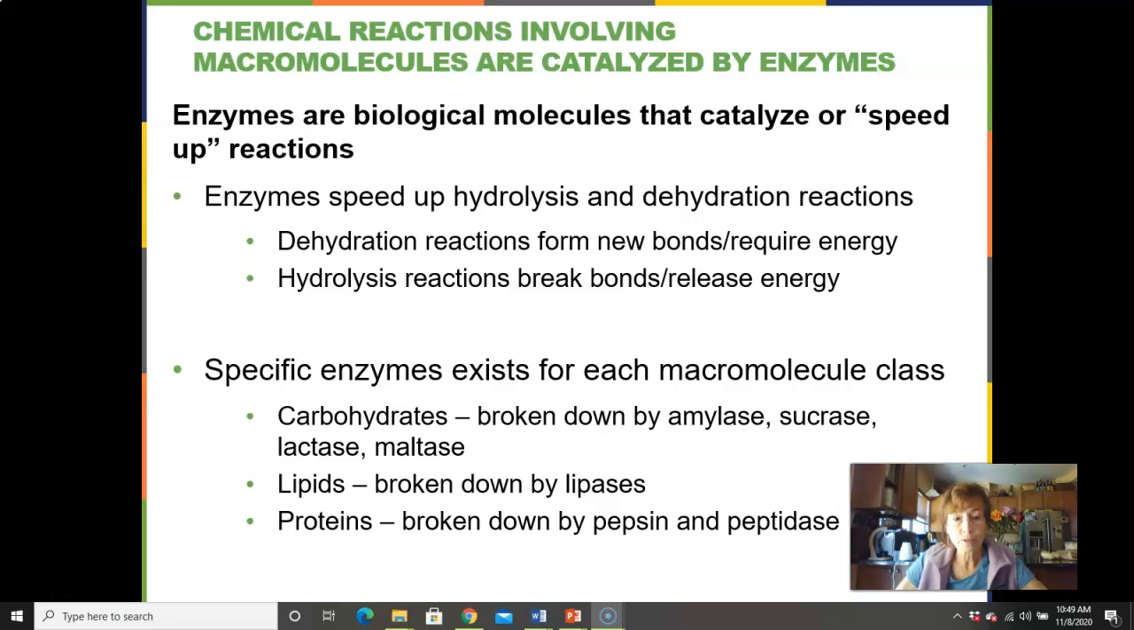Here's some examples of some specific enzymes for different macromolecule classes. So we mentioned lactase, sucrase, amylase, maltase. A lot of the enzyme names are very specific to the substrate, or the thing that they actually break down or work on. So we're about to get into lipids, and lipids have a group of different enzymes called lipases, because lipid is a general name for fats, and lipases are the enzymes which will be involved with breaking them down or building them back up. And then finally we'll look at proteins and proteases of different types.